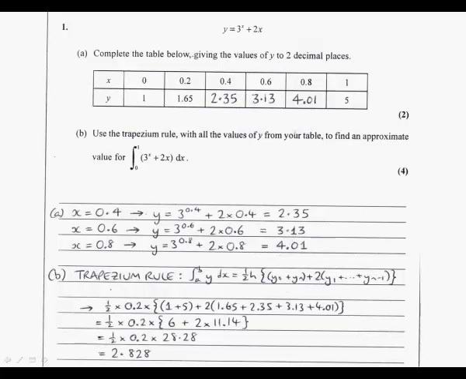So, the height is 0.2, that's the difference between the x values. The first y value is 1 and last is 5. So in the brackets we have 1 plus 5. And then we have 2 lots of all the other y values, 1.65, 2.35, 3.13 and 4.01. When we stick it all into the formula, we have half times 0.2 times the 1 plus 5 plus 2 lots of all those other values, and then when we simplify it we end up with 2.828.